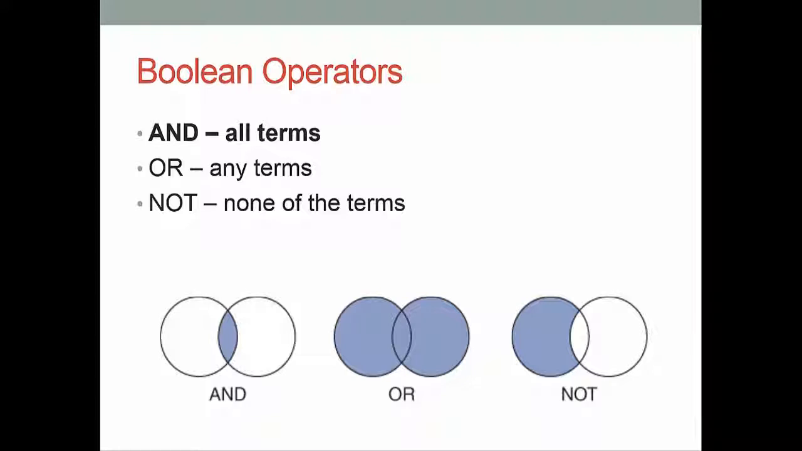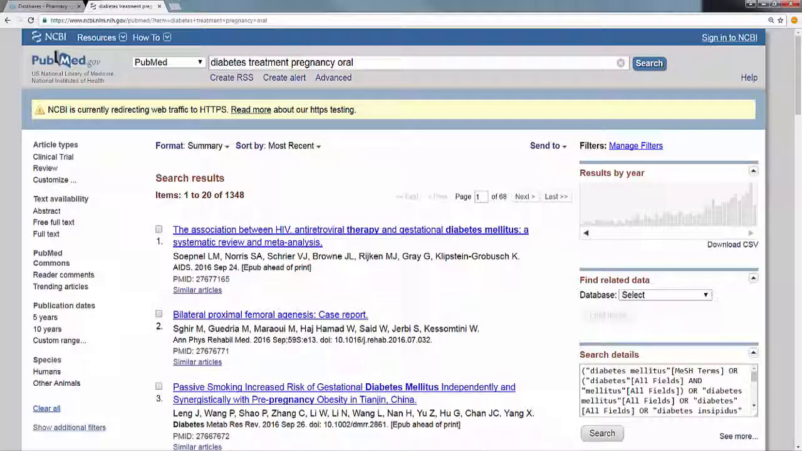AND is the default Boolean operator in PubMed, so with a free text search like the one we performed in the first video, PubMed will automatically add AND between the terms and provide results for entries that have all of the keywords. Using our previous example, diabetes treatment pregnancy oral would give the same results as diabetes AND treatment AND pregnancy AND oral. Let's try it out. As you can see, PubMed finds the same number of results for both searches because they are equivalent.